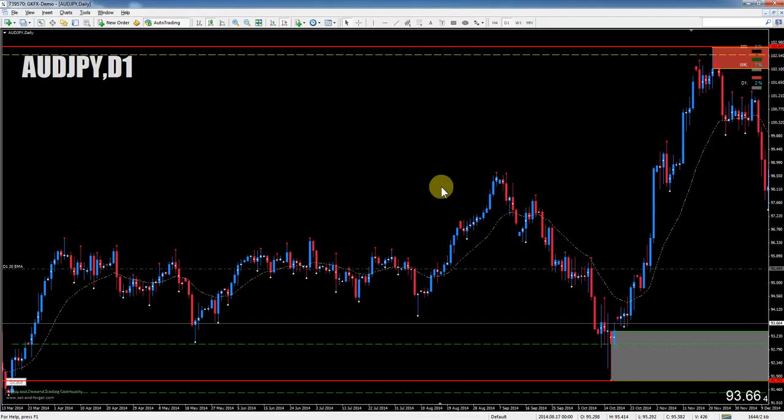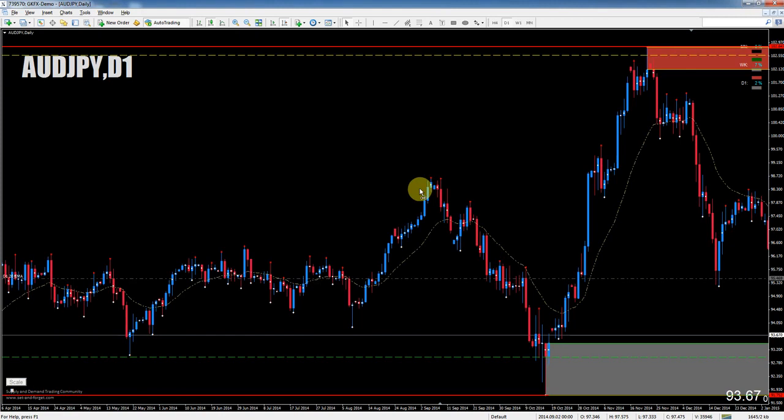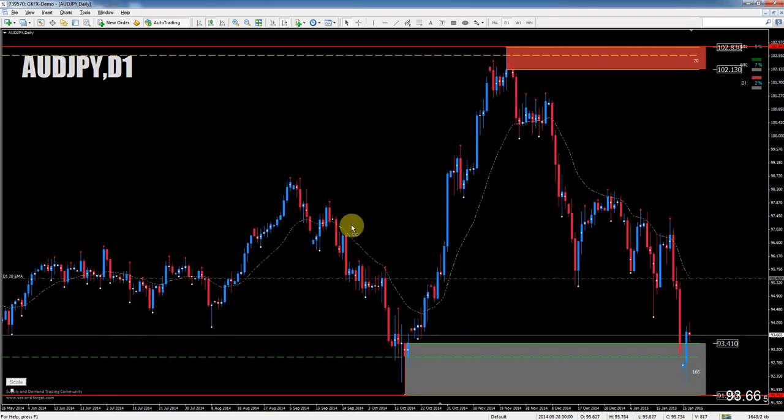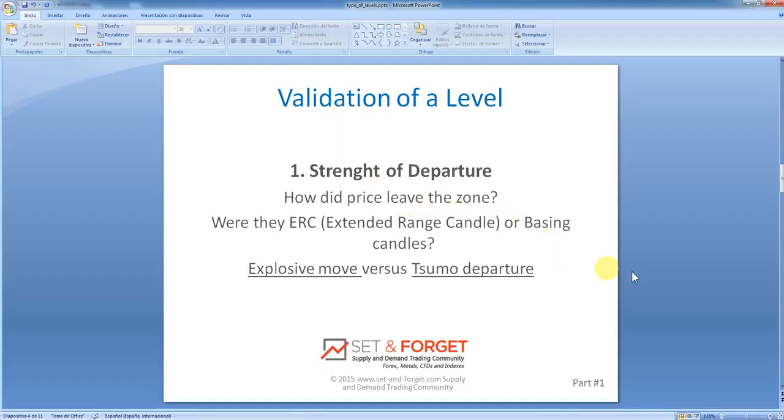Otherwise, it won't be such a great level. There will be many times where that departure will not look good and the level will work. And it will have a strong reaction, but that doesn't mean it is a rule. It is just an exception that confirms the rule. So this is it about the departure. Thanks a lot.